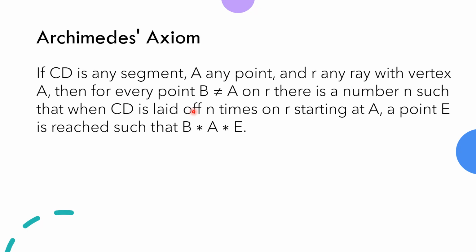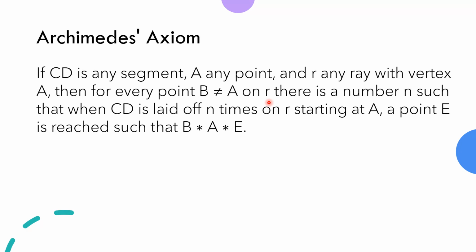Then for every point B not equal to A on R. So there are now target specifications. B is any point on R except the starting point A. There is now a distance consideration: B could be very close to A or very far from A. Aside from that, there is universal quantification. So this must work for every possible point B.